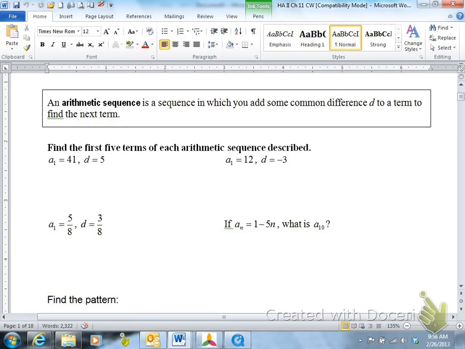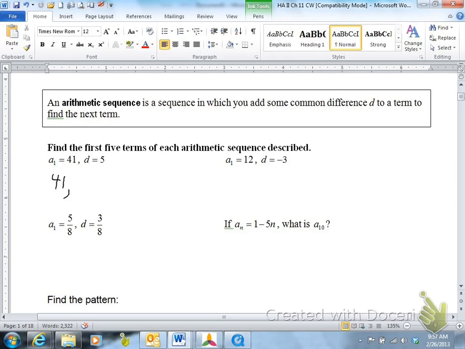So next in the notes, we have a definition of an arithmetic sequence. An arithmetic sequence is a sequence in which you add some common difference d to a term to find the next term. And that's basically what we were just doing. So the directions say find the first 5 terms of each arithmetic sequence described. So a sub 1 is the first term. It's helpful that they give us that.